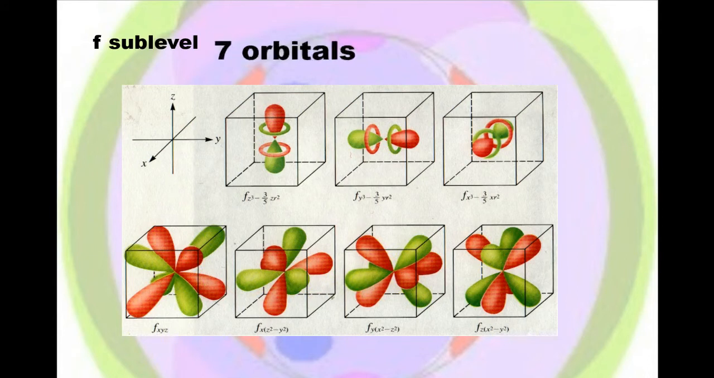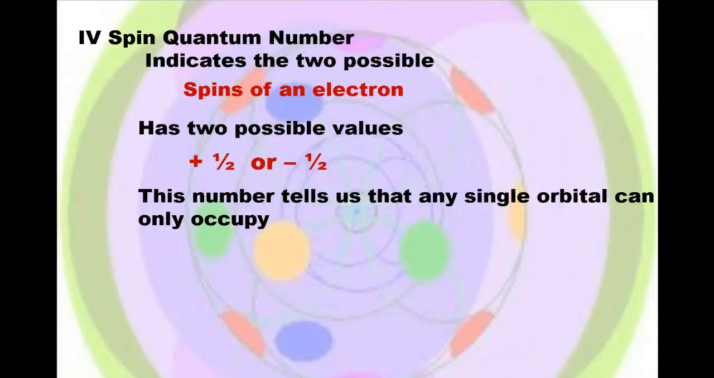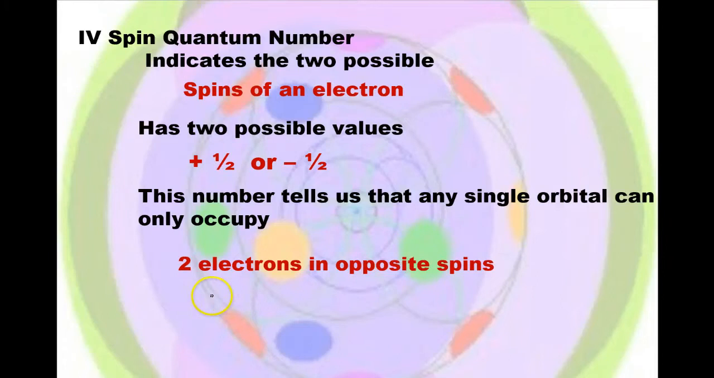Okay, so the last quantum number is called the spin quantum number, and this indicates the 2 possible spins of an electron. It has 2 possible values, a positive 1/2 or a negative 1/2. And what this number tells us is that any single orbital can only hold 2 electrons in opposite spins. Now, electrons are negatively charged, and so if you have 2 electrons in close proximity of one another, they're going to have a tendency to repel because 2 negative charges repel. However, when they're in opposite spins, it creates a magnetic attraction between those 2 electrons, so that helps keep them within their orbital.